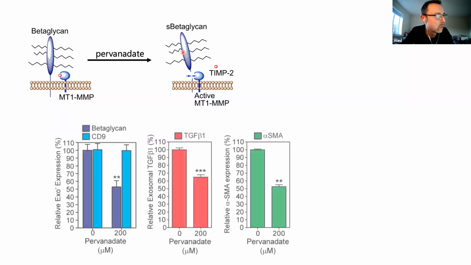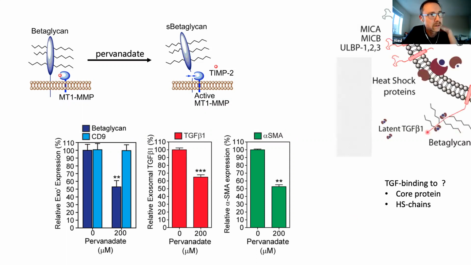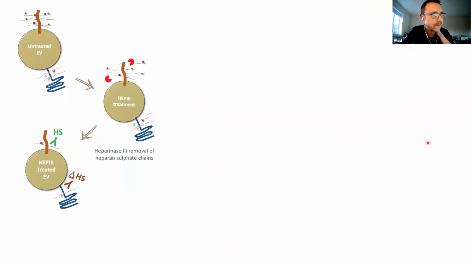And this worked quite well. So we lost betaglycan and we didn't lose other things. We lost TGF-beta and we attenuated the differentiation potency. So that's great. So we have TGF-beta associated to vesicles via betaglycan. Another way of playing with this system is that betaglycan is a heparan sulfate proteoglycan. So it has these side chains of heparan sulfate.